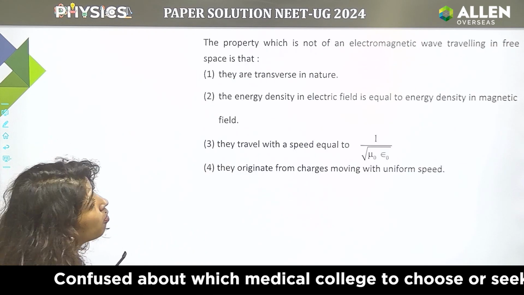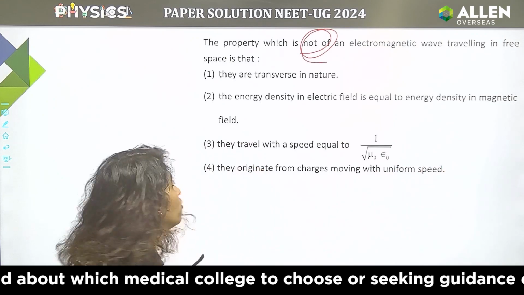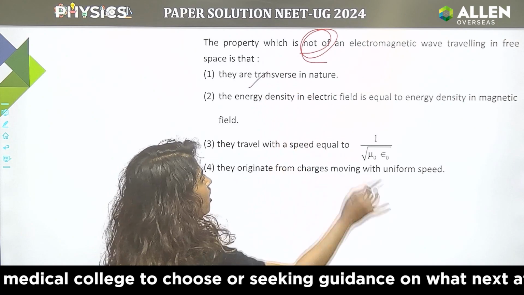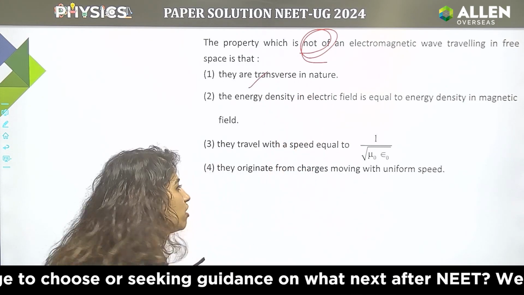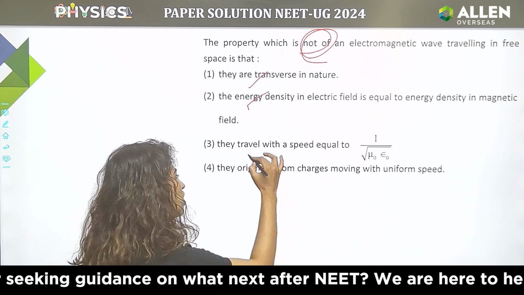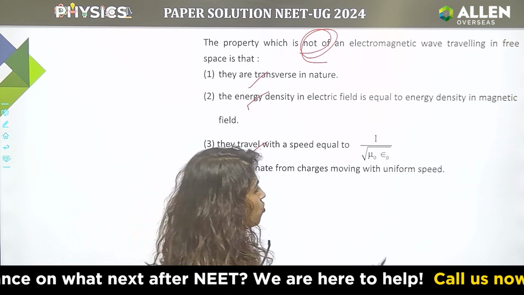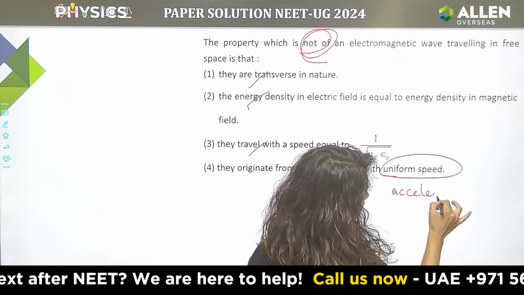Now, which of the properties is not a property of electromagnetic waves? Do electromagnetic waves have transverse nature? Yes. Is the energy density in the electric field and magnetic field equal? Yes. Is c equal to 1 upon root of mu epsilon naught? Yes. Do they originate from a charge moving with uniform speed? No. They originate from a charge moving with a certain acceleration.